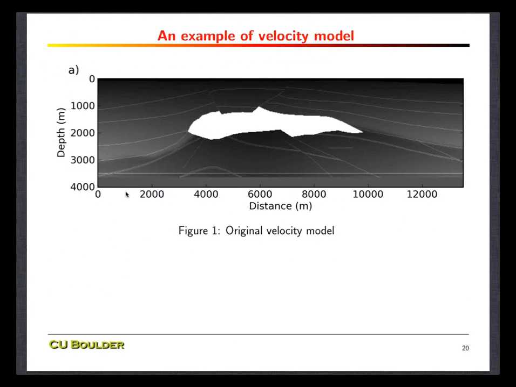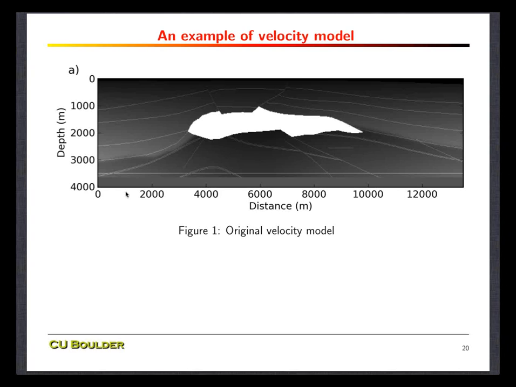Okay, here is an example. So this is the original SEG EAGE velocity model, and we chose a slice. It's a two-dimensional slice of a 3D model. We chose the same slice as somebody else. I'll show you some results from somebody else's paper.